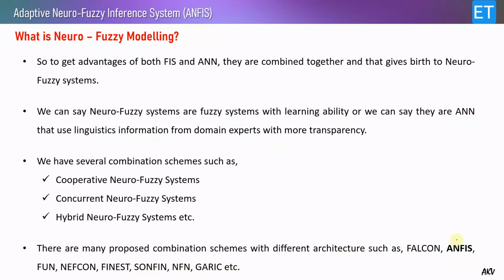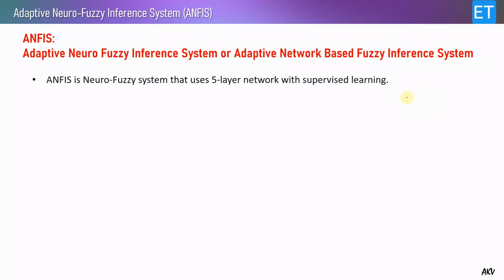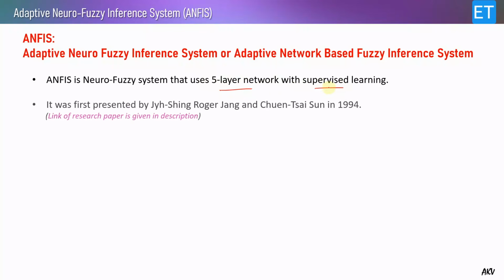So let's see what is this ANFIS. ANFIS is known as the Adaptive Neuro-Fuzzy Inference System or Adaptive Network-Based Fuzzy Inference System. ANFIS is actually a Neuro-Fuzzy system that uses a 5-layer network with supervised learning. It was first proposed by Jang and Sun in 1994. The link of the research paper is given in the description. You can refer to that or you can search on Google.